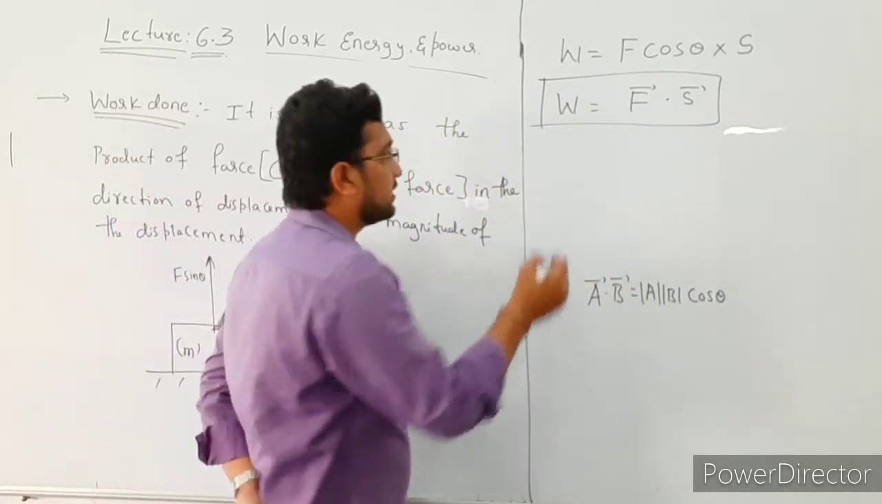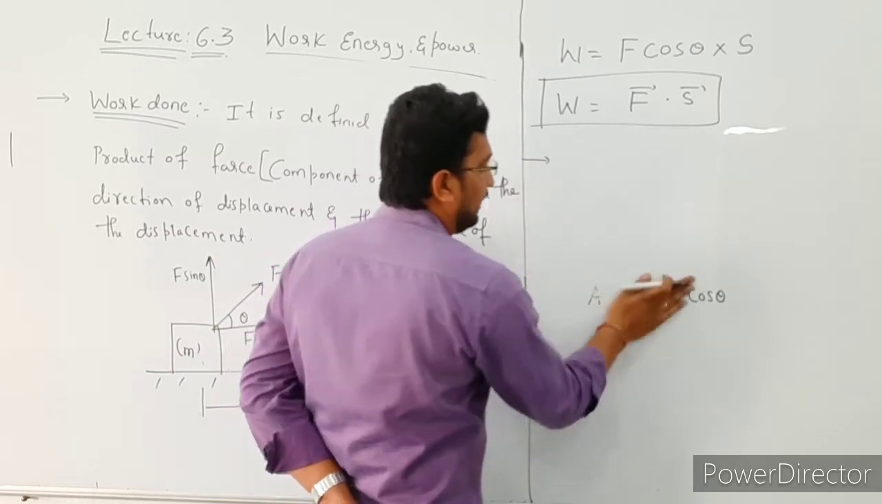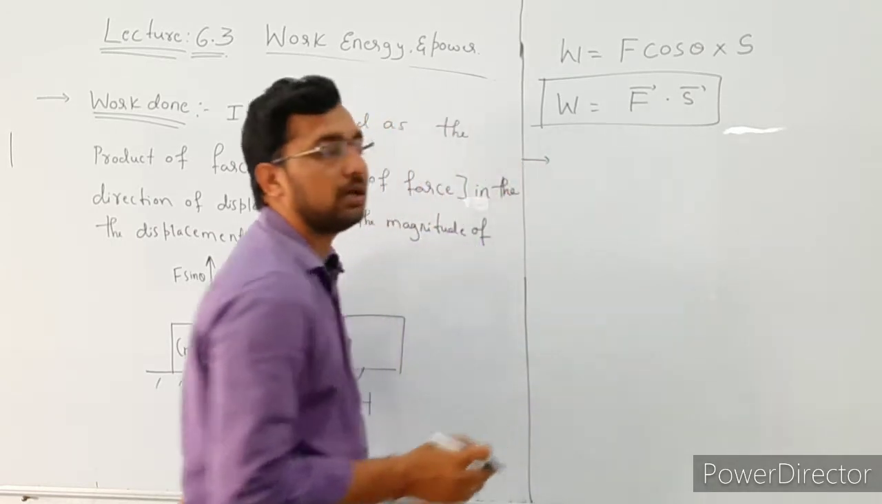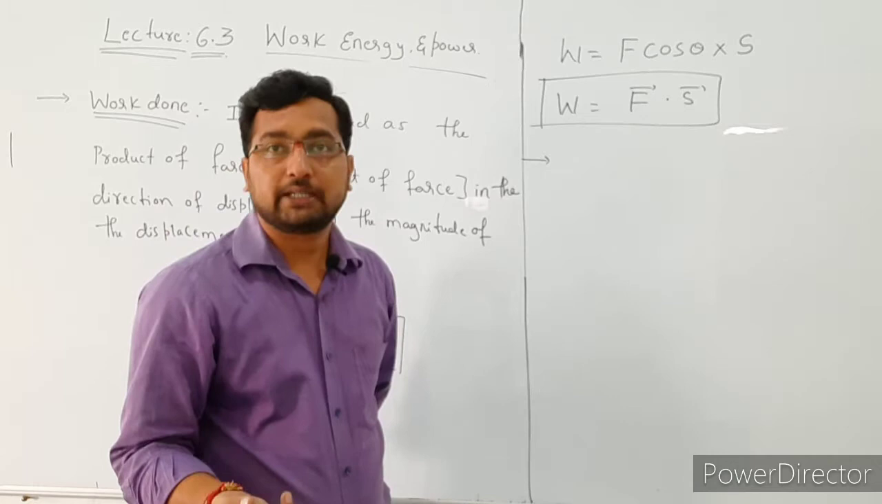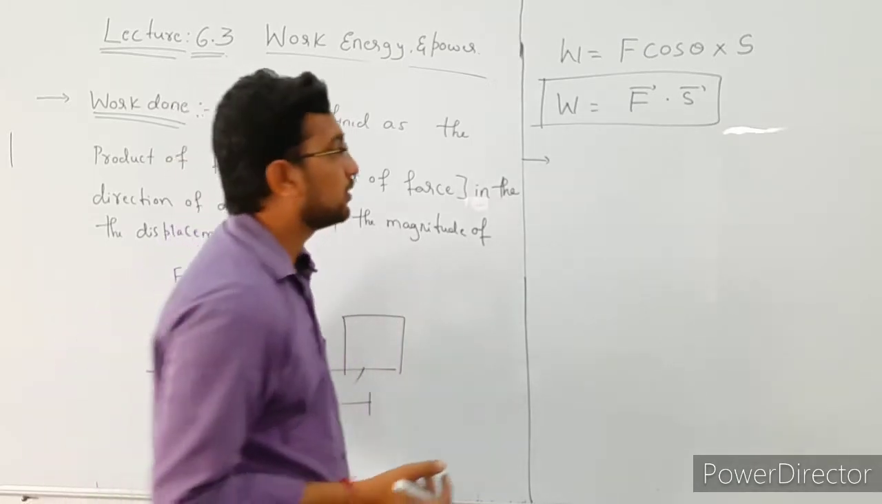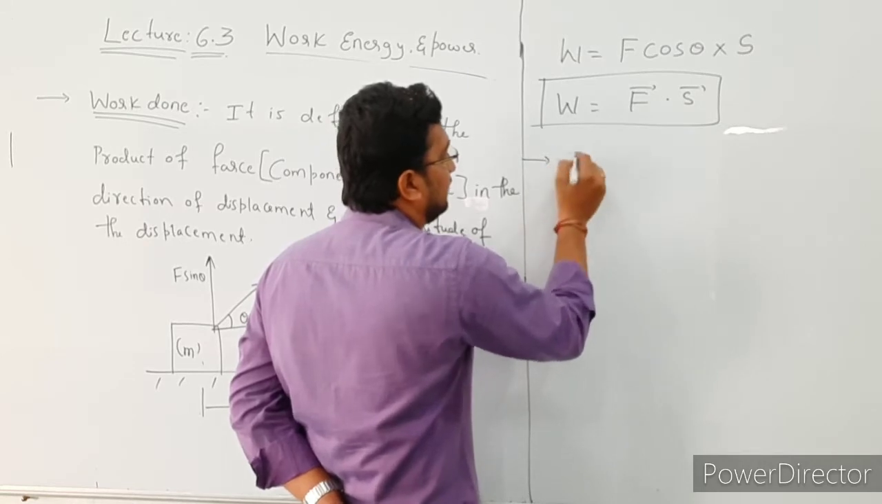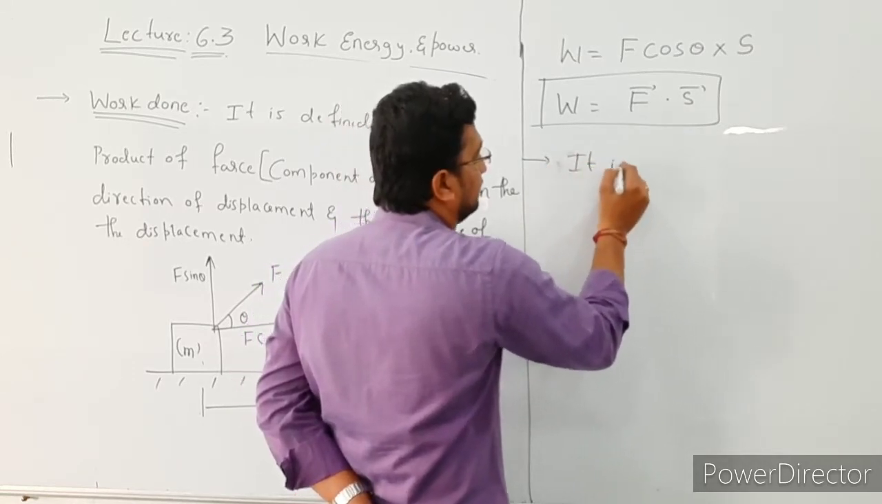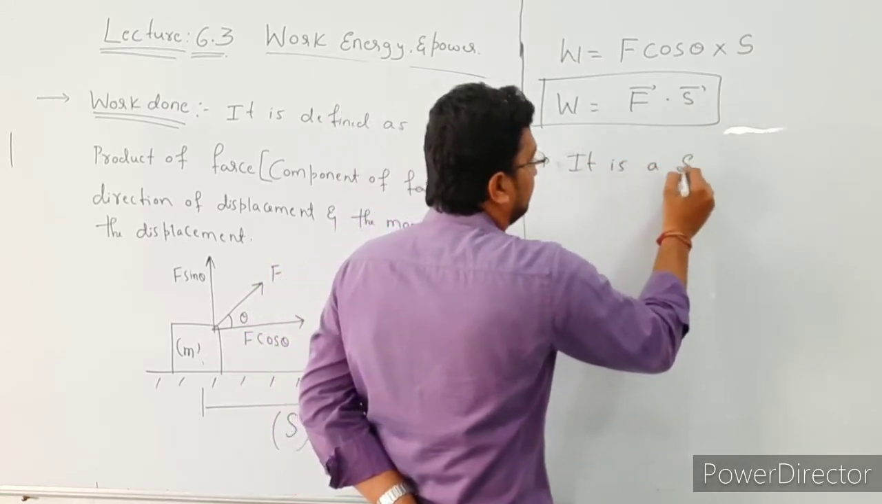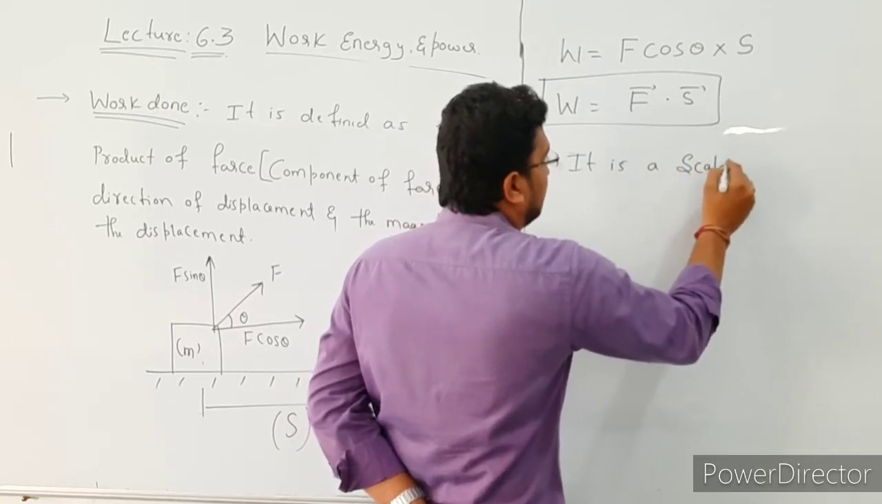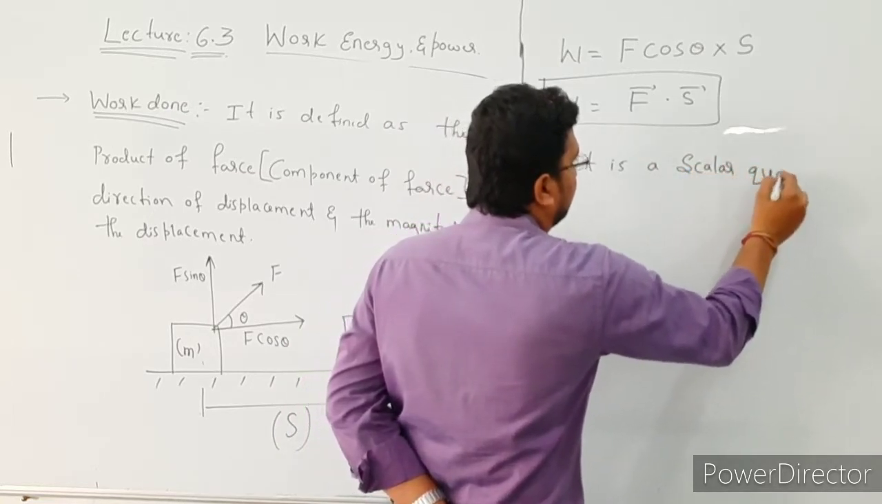See here the next one. We already know the properties of a dot product: the dot product of any two vectors gives a scalar quantity. So then work done is a scalar quantity.